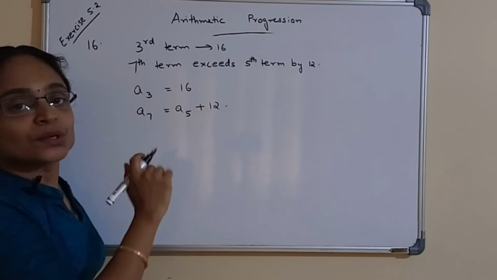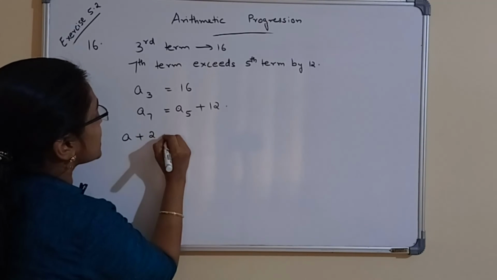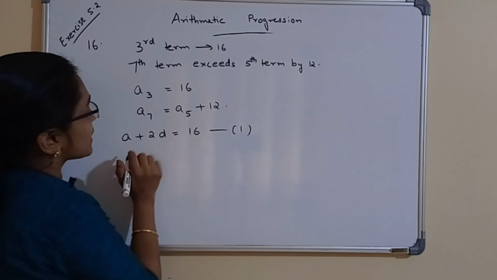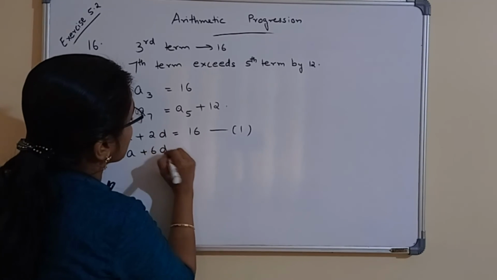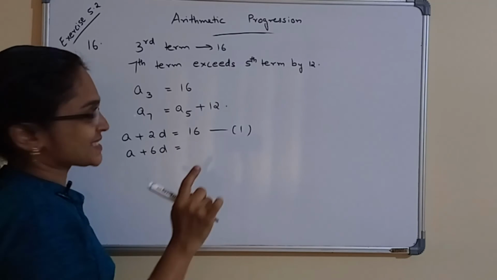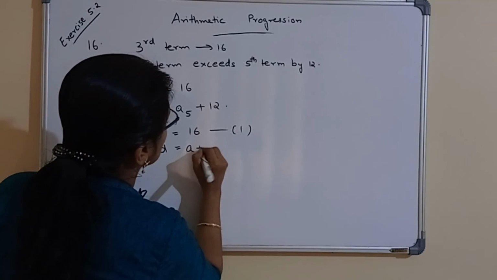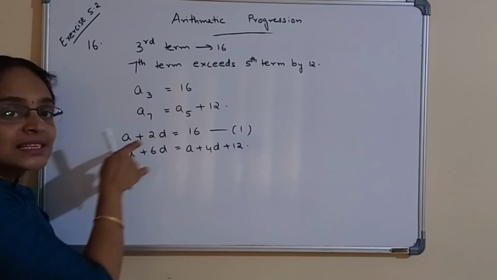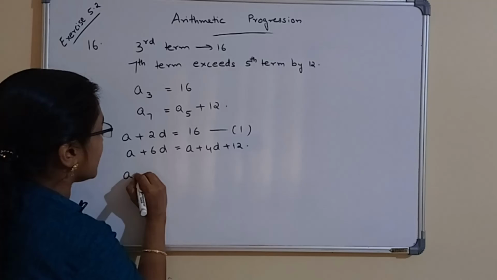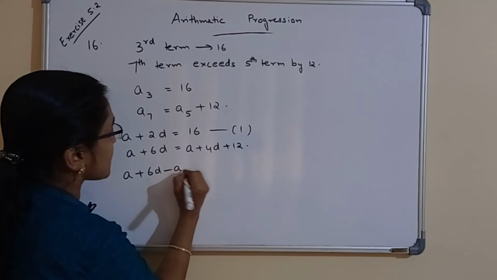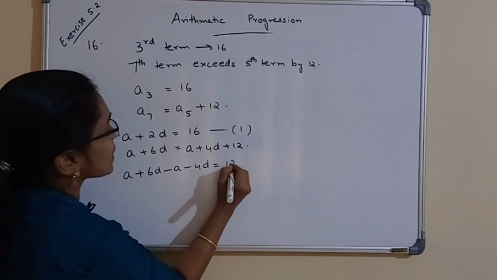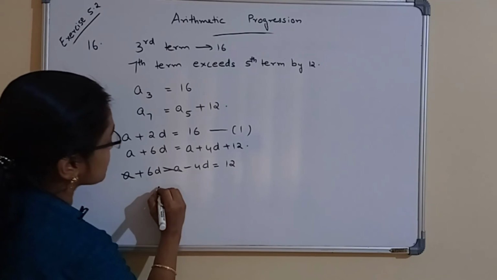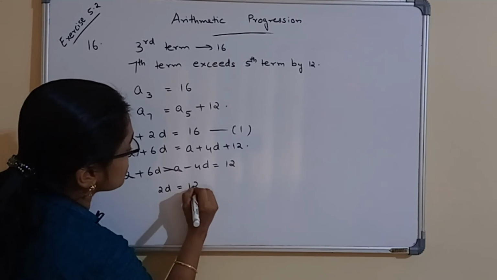Now A3 equal to 16 means A plus 2D equal to 16. Let this be equation 1. And from this we will get A7, which is A plus 6D, equal to A5, which is A plus 4D, plus 12. So taking this to the left hand side we will get A plus 6D minus A minus 4D is equal to 12. Which means A minus A is 0 and 6D minus 4D is 2D. 2D is equal to 12.